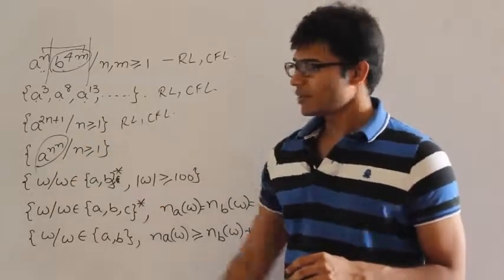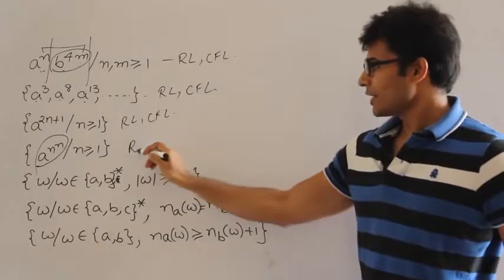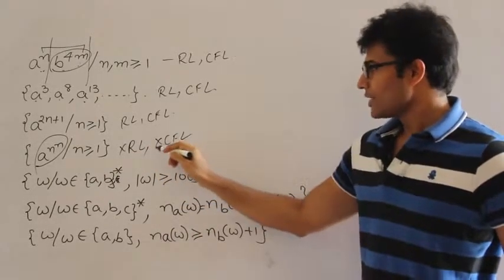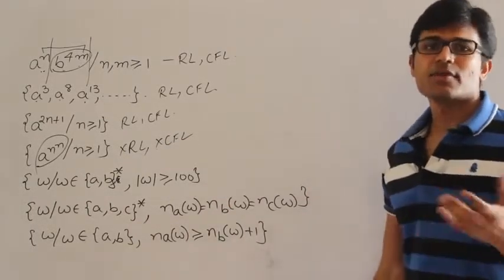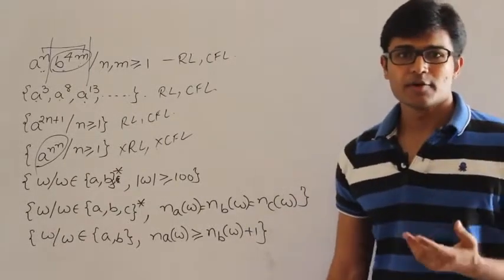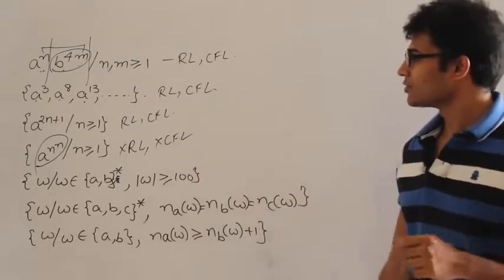Now a power n squared, it is not in AP. So if it is not in AP, it cannot be a regular language, and moreover it cannot be a context-free language also, because even for pushdown automata, the underlying algorithm is finite automata only, and we have seen that finite automata can accept only arithmetic progression, not the other sequences. Therefore it is not context-free too.